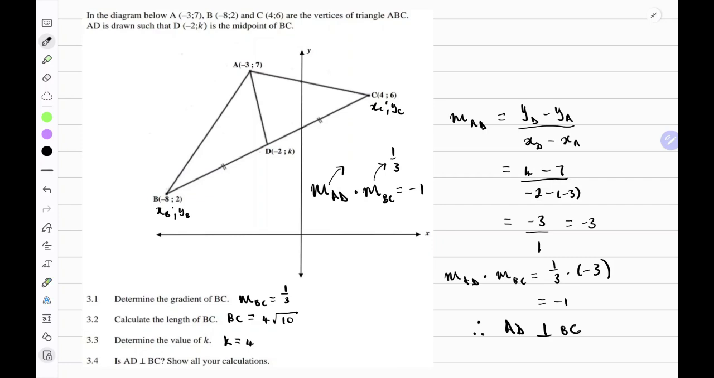Whenever you want to show that two line segments are perpendicular, you need to prove that the product of their gradients is equal to negative 1. That is, if you multiply the two gradients, they should give you negative 1.